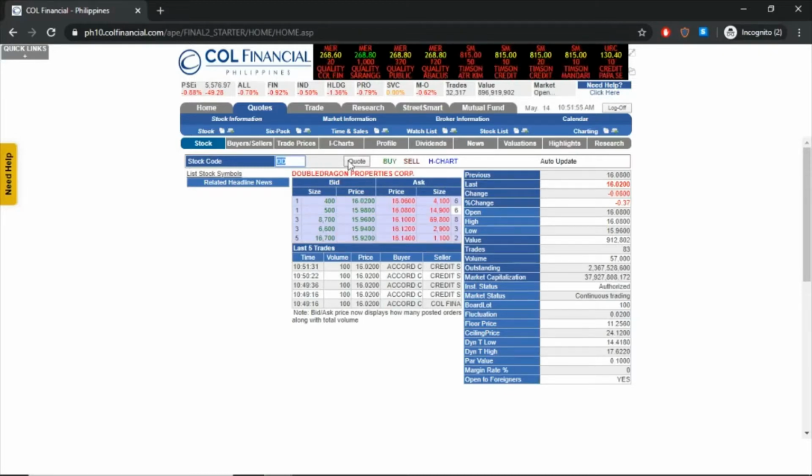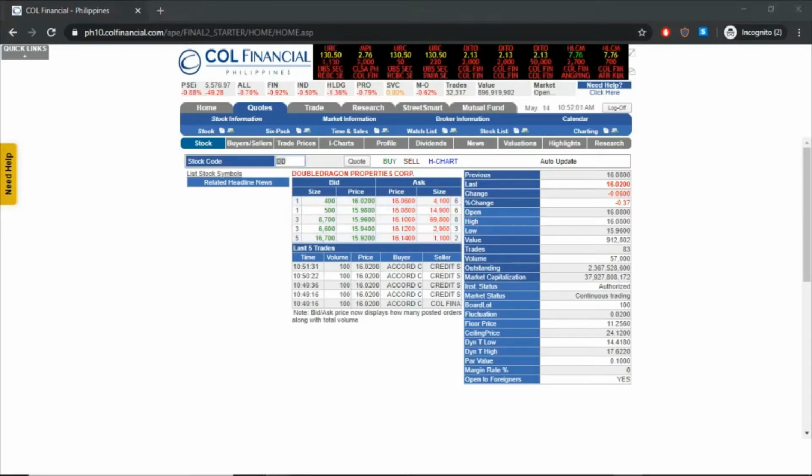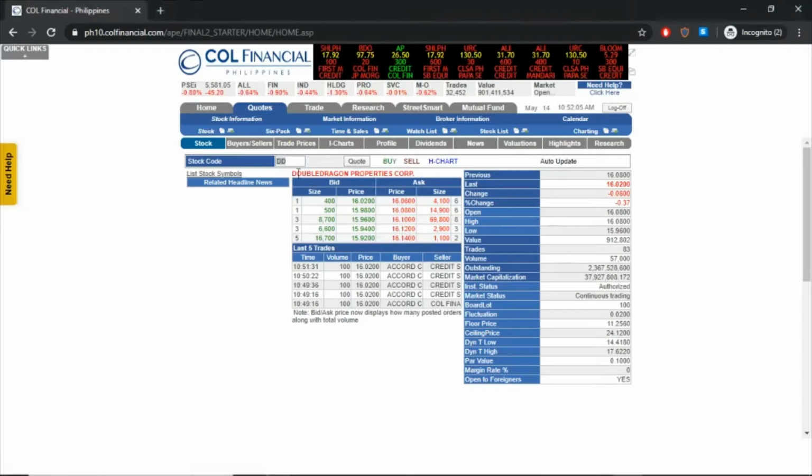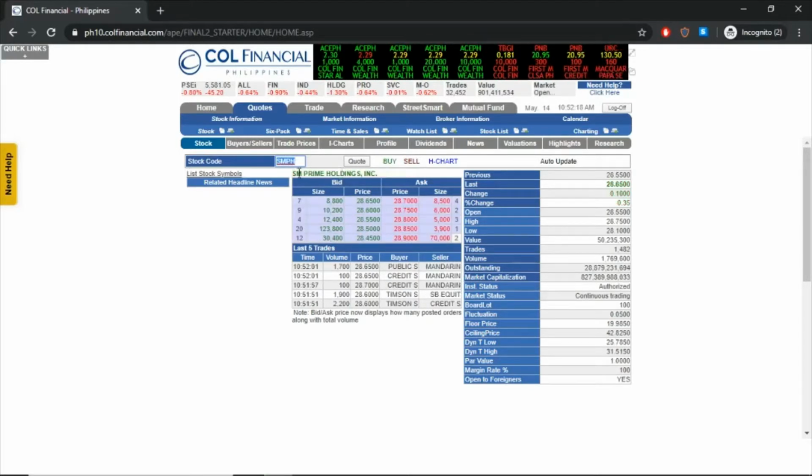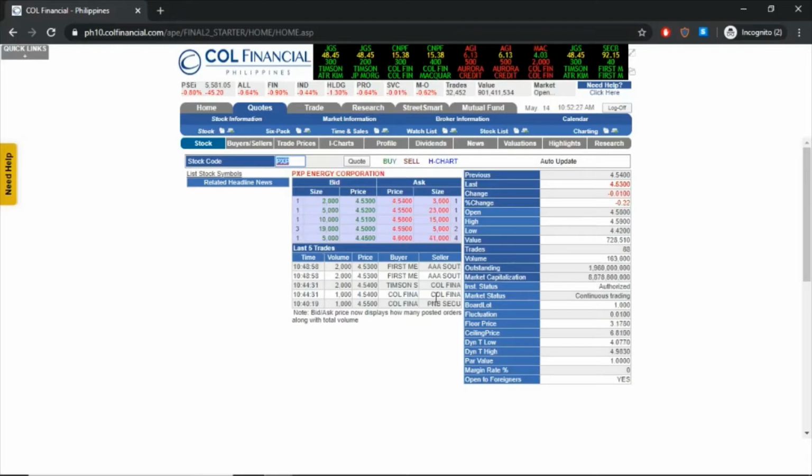Let's look at DD. So we have here Double Dragon Properties Corporation, and you would see that the board lot is 100. Its required board lot is 100. And if I go to, let's say, SMPH, SM Prime Holdings, their board lot is also 100. Let's look for PXP. Okay, so the board lot is 1,000.